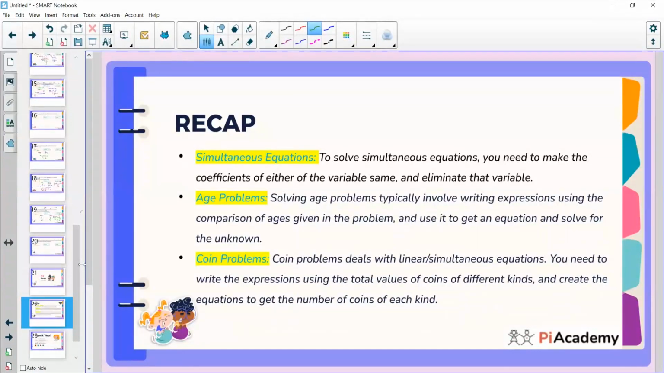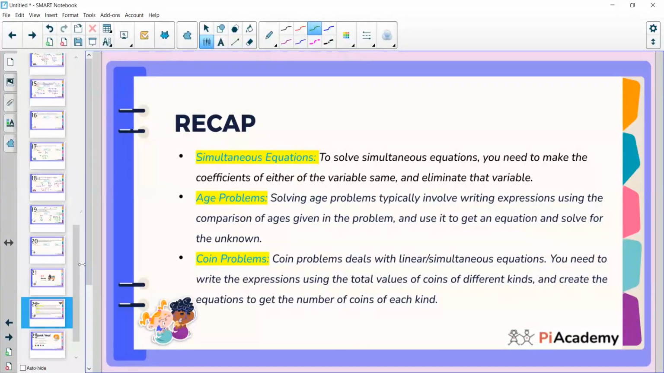And then at last, for the coin problems, this basically deals with linear or simultaneous equations. Here, you need to write the expressions using total values of coins of different kinds. By the phrase total values of coins of different kinds, it means total values of coins of different denominations. Example 2p, 5p, 10p, and so on.